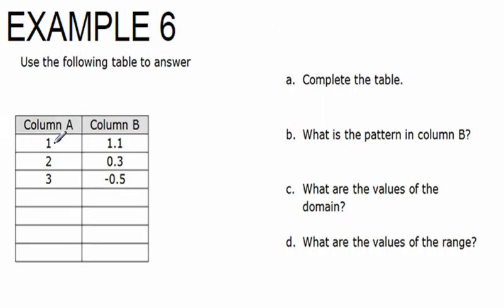In column A, we go from 1 to 2 and from 2 to 3. So each time we are adding 1. So to go from 3, plus 1 will give us 4, 4 plus 1 will be 5, 5 plus 1 is 6, and 6 plus 1 is 7.